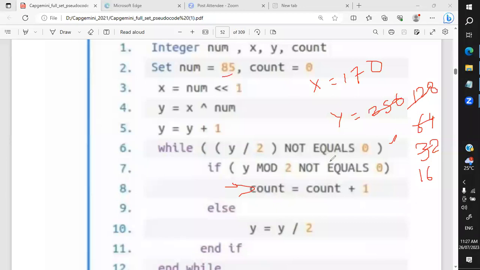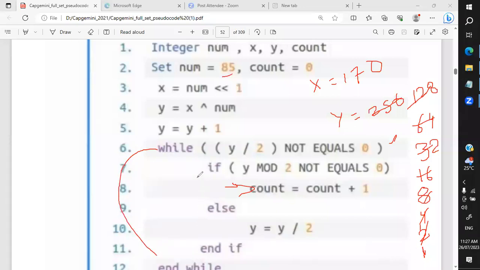Goes back: 16 by 2 is 8. 8 not equal to 0. 16 mod 2 is 0, so y will become 8. Count is not incremented at all. If you observe, 8 will become 4, then 4 will become 2, then 2 will become 1. Now for 1, what will happen? Observe carefully. 2 by 2 is 1, 1 not equal to 0, so it continues. Now when y is 1, 1 by 2 is 0. As it is 0, it will come out of the while loop.